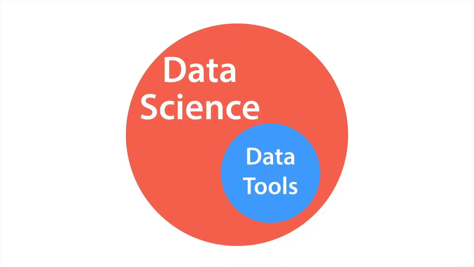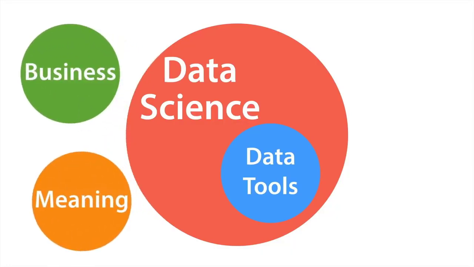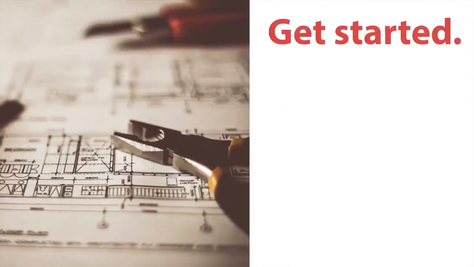It includes things like business knowledge. It includes the meaning making and interpretation. It includes social factors. And so there's much more than just the tools involved. That being said, you will need at least a few tools. And so we're going to talk about some of the things that you can use in data science if it works well for you. In terms of getting started, the basic things, number one is spreadsheets.